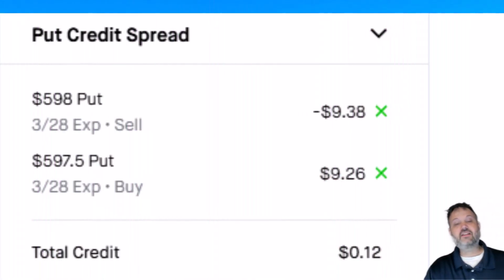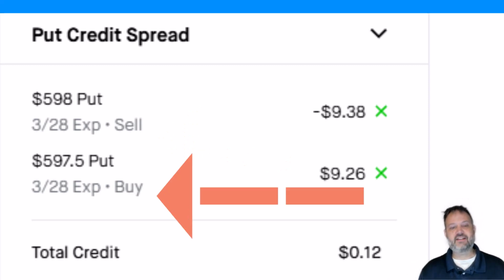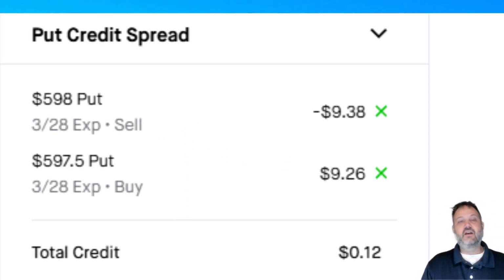All right, so let's start by talking about the bull put spread. What is a bull put spread? Well, it's when you sell a put option and you buy a put option at a lower strike price. And the strike price is simply the price of the stock at which you're buying or selling the option. So in this example, we're going to talk about the SPY, and we're going to sell a 598 and we're going to buy a 597.5.